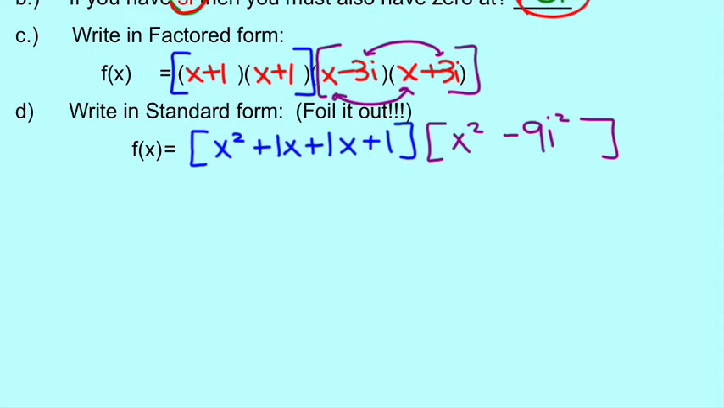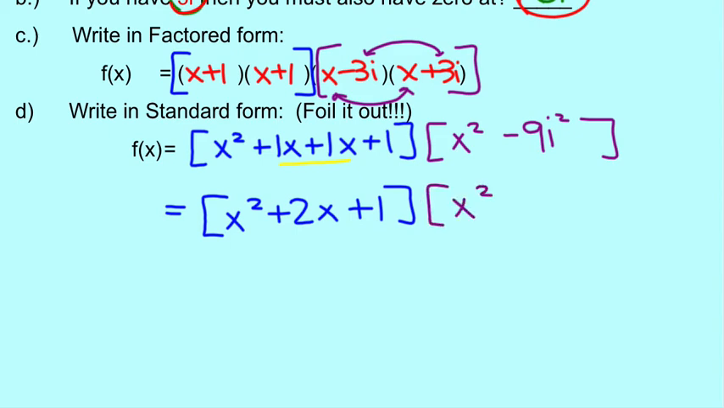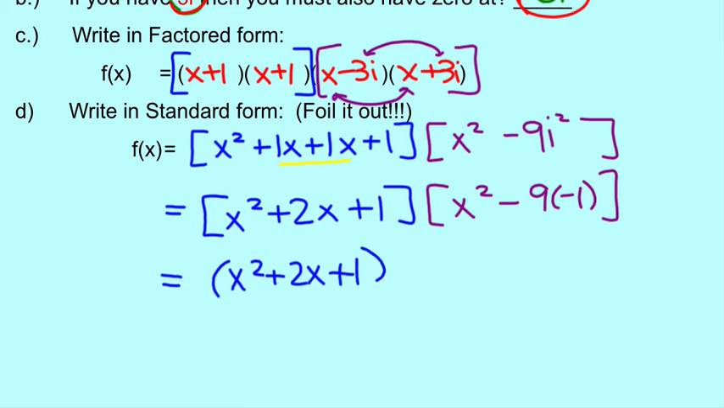All right, now let's clean up the blue. We got like terms with 1x and 1x becomes 2x. In the purple, we have an i squared. What happens to an i squared? It becomes a negative 1. All right, we're getting there. Now we have to continue multiplying. So I'm leaving the blue one alone, and I'm just going to clean up the purple one. Negative 9 times negative 1 becomes a positive 9.